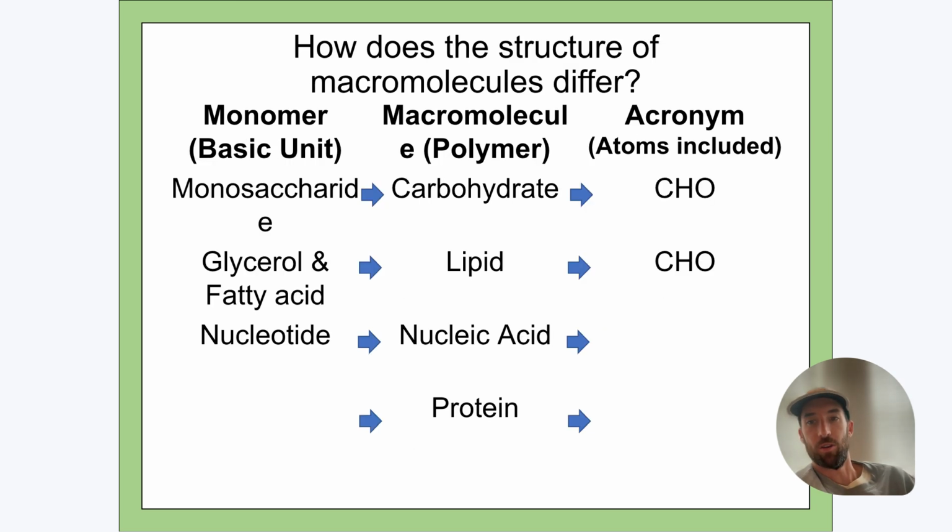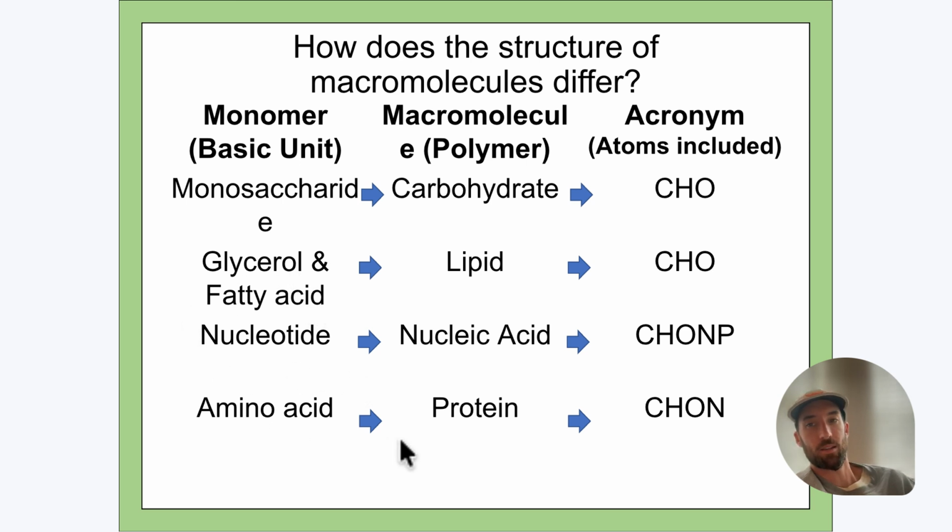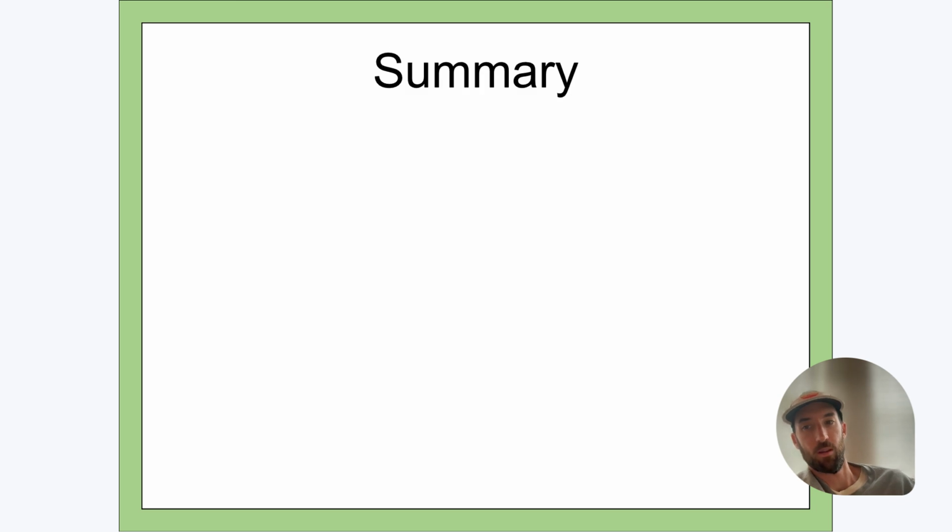And then here's a summary table of each of these: the monomers for each macromolecule. So monosaccharide, glycerol and fatty acid, nucleotide, and amino acid for the 4 macromolecules. The macromolecules are the polymers. All 4 macromolecules contain carbon, hydrogen, and oxygen. Proteins also contain nitrogen, and then nucleic acids also contain nitrogen and phosphate. And there's your summary.